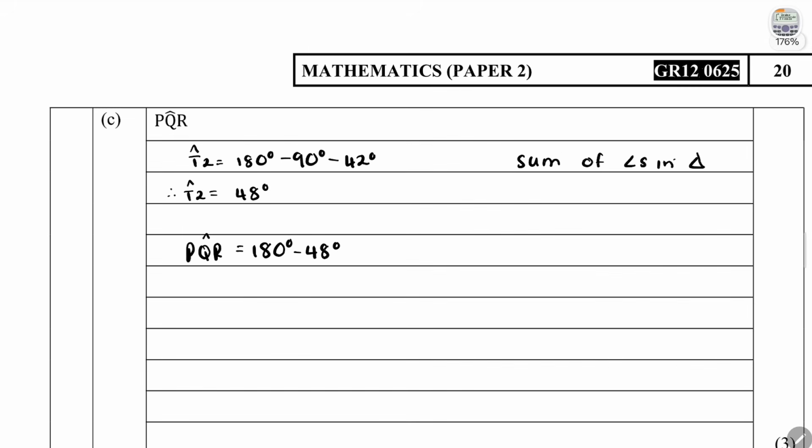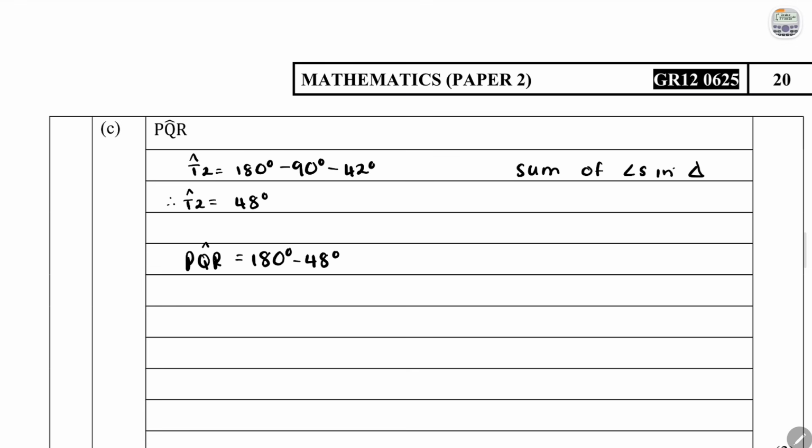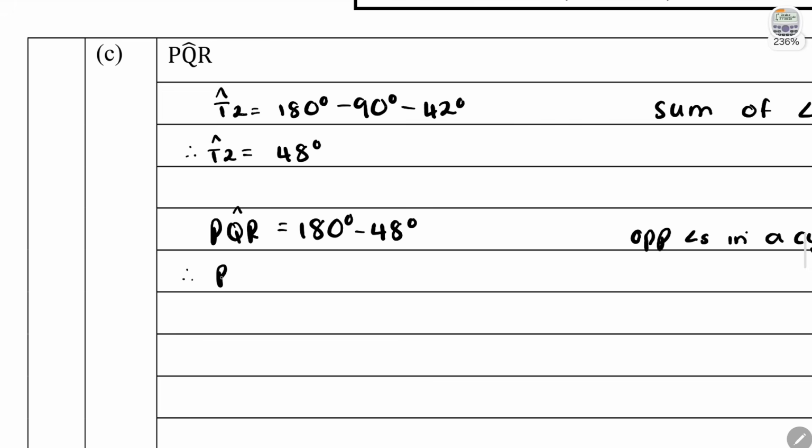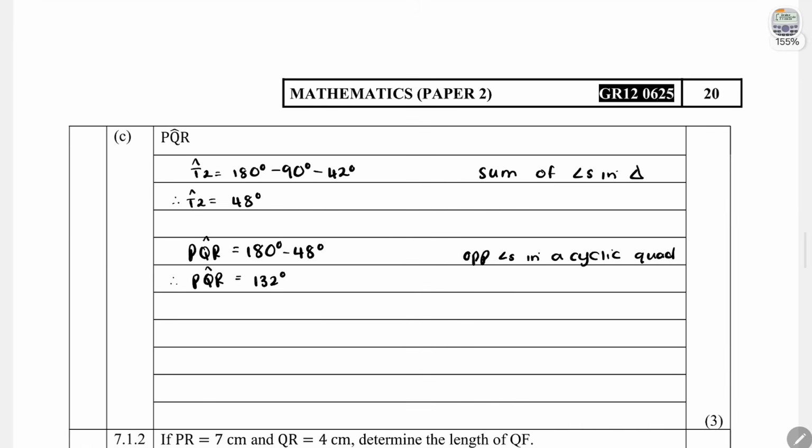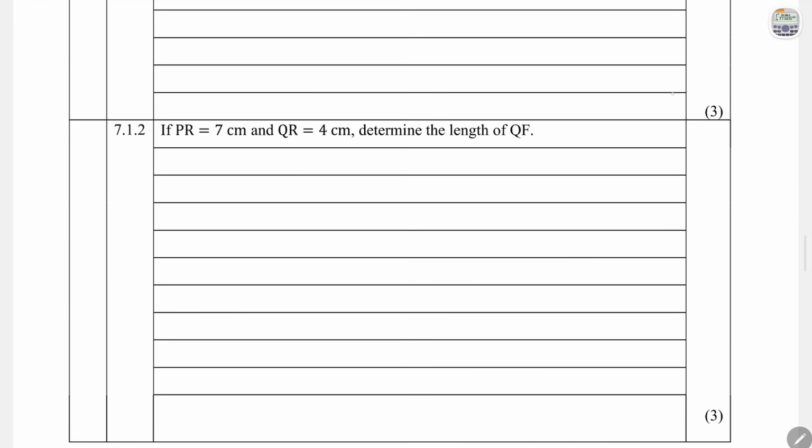And that is because the opposite angles of a cyclic quad add up to 180 degrees. So therefore, angle PQR is equal to 132 degrees. And that is our answer. Moving on to the next question.